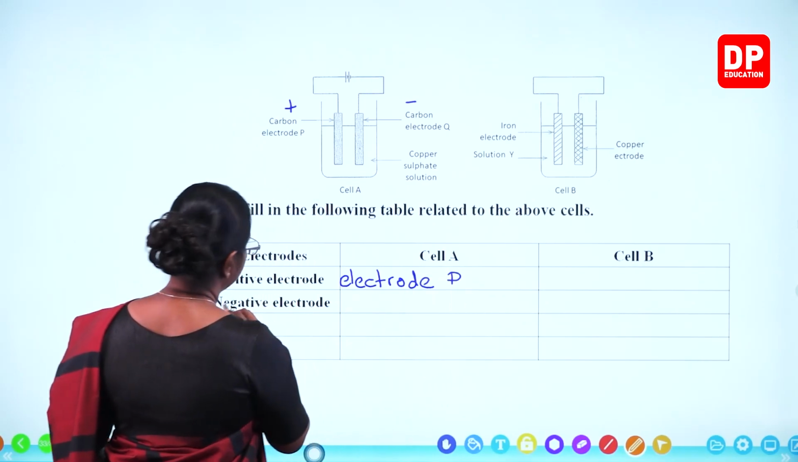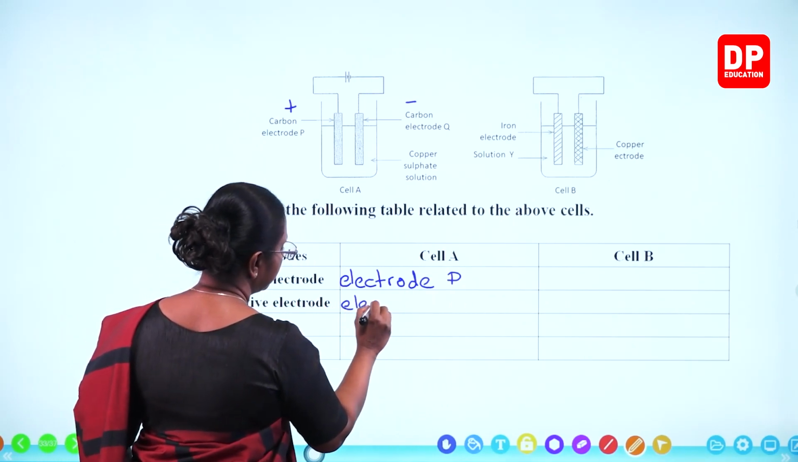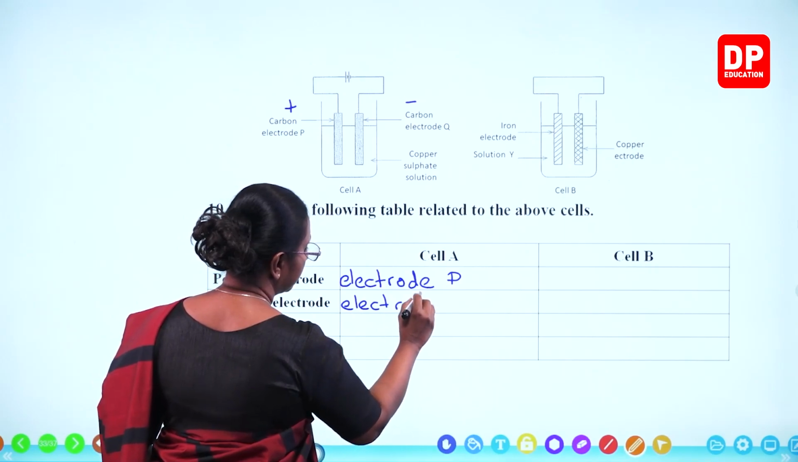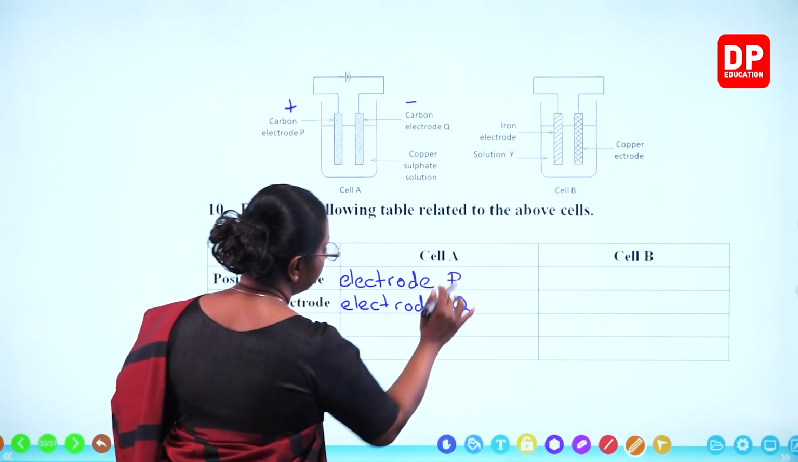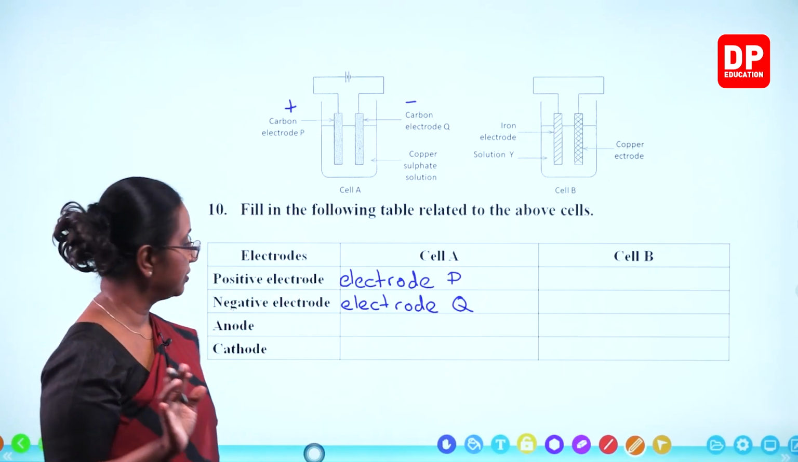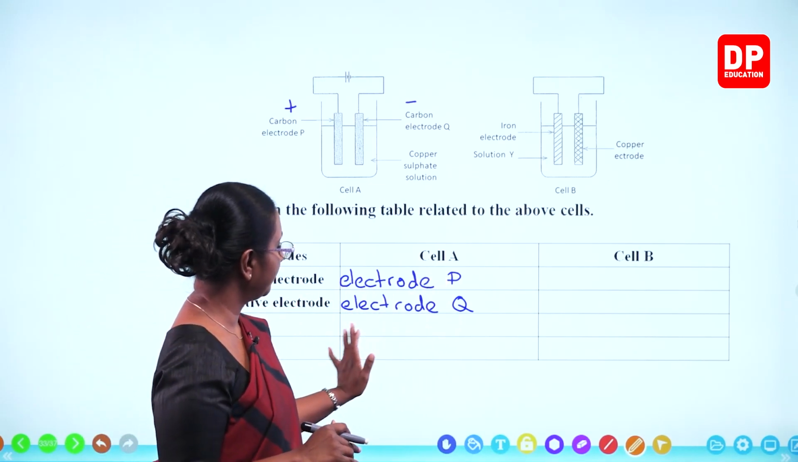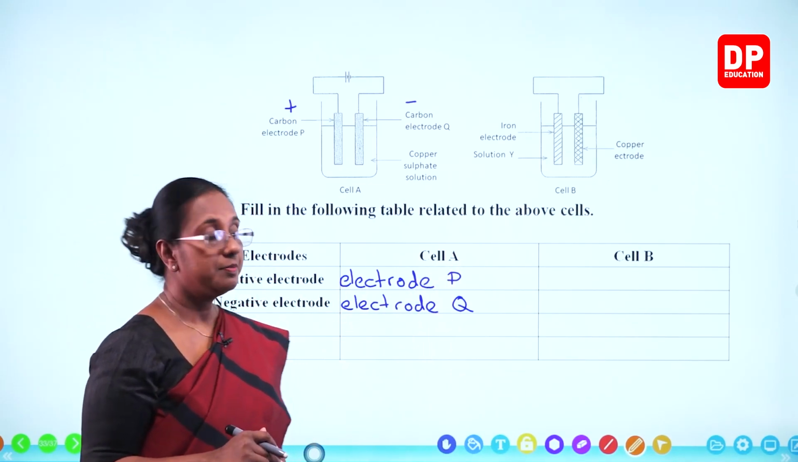Electrode P. Negative electrode is electrode Q. Now, here we can write P and Q only. That is also fine. Without writing electrode P, electrode Q, you can just say P and Q.